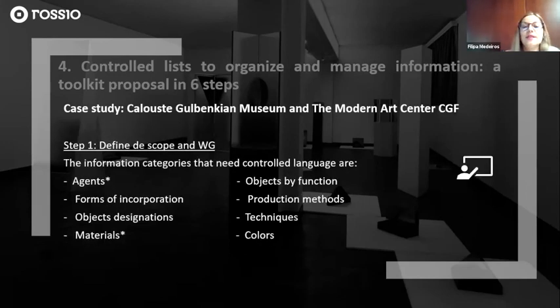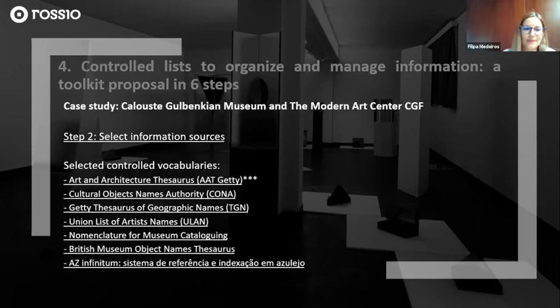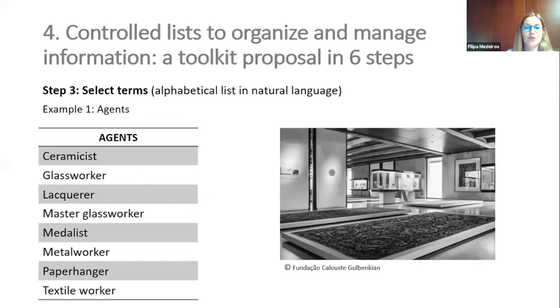The information categories that need controlled language are the agents, forms of incorporation, object designations, materials, objects by function, production methods, techniques, and colors. In this presentation, we are going to work on the category of agents and the materials. Step 2, select information sources. We have chosen the Getty vocabularies that Bruno mentioned before, namely the Art and Architecture Thesaurus, but we have also chosen the Nomenclature for Museum Cataloging, the British Museum object names, and a Portuguese controlled vocabulary, AZ Infinitum, Sistema de Referenciação e Indexação em Azulejos.